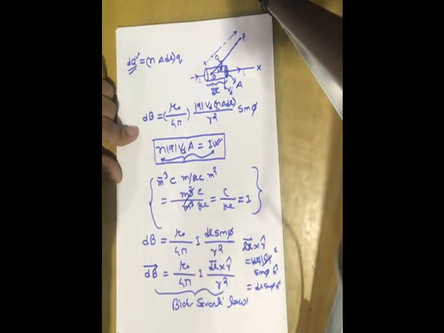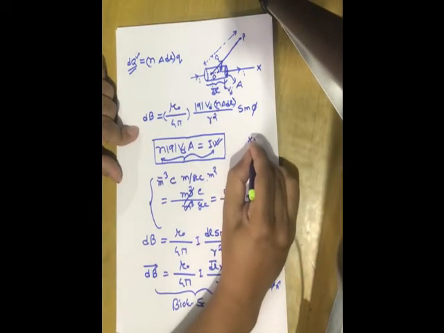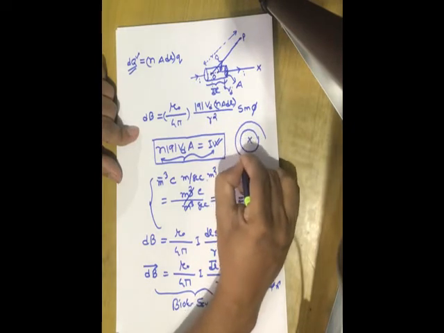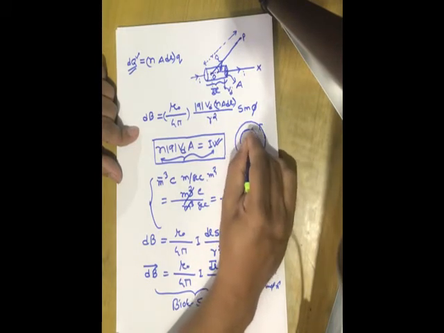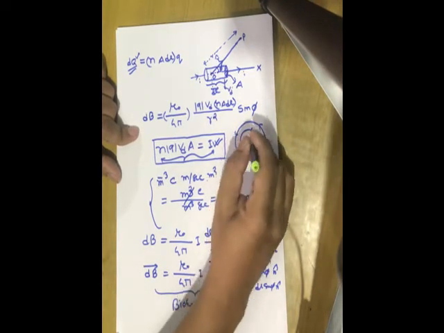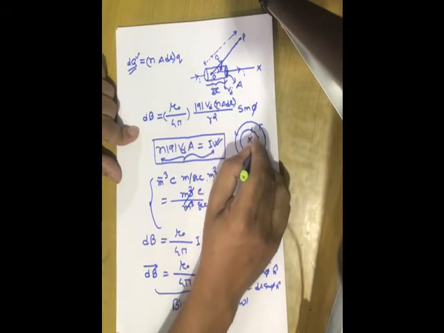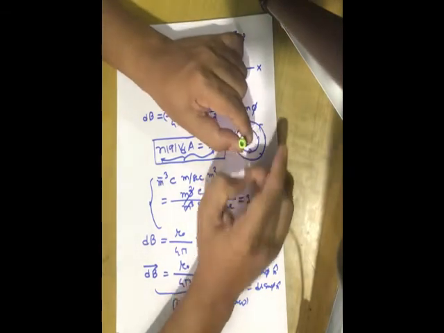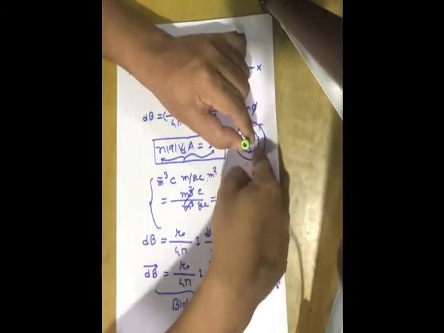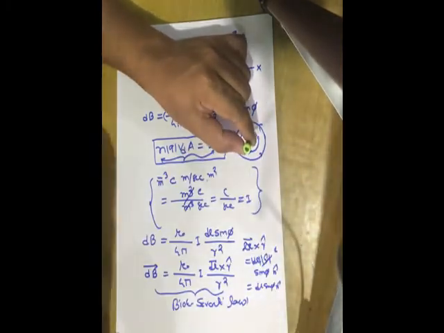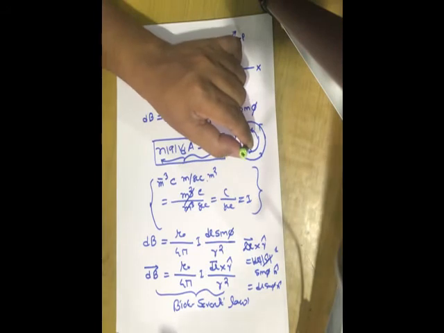So for example, if this is the direction of the current, then the magnetic field will be like this. It will be a closed circle, just like this. This is the magnetic field. Here the current is flowing like this, and the magnetic lines of force, or magnetic field, will be a complete circle around that current element. So using the right hand thumb rule, we can determine the direction of the magnetic field for such cases.